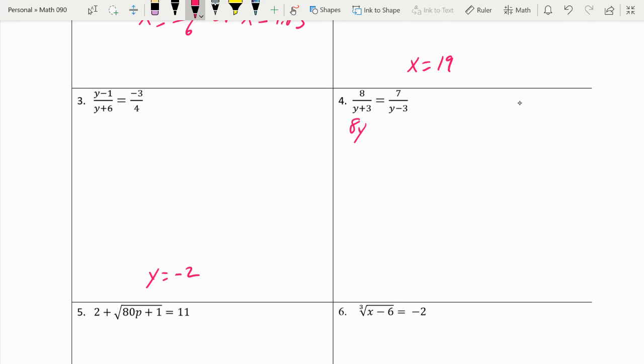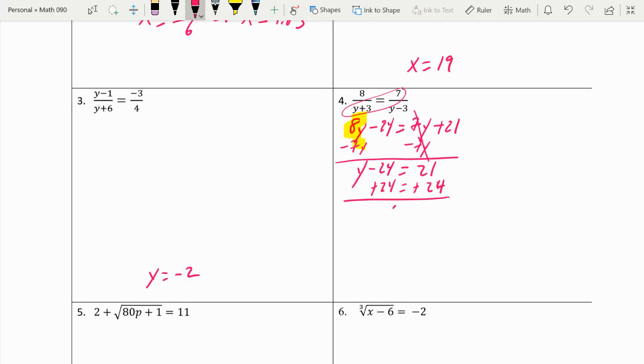We have 8y minus 8 times that -3 gives me 24 is equal to. Now I'm going to do this 7 times this one: 7y plus 21. Again, it could have been flip-flopped. It doesn't matter. I just chose to have that 8, the bigger number, on the left side. So I subtract 7y from both sides. I end up with y minus 24 is equal to 21. Add 24 to both sides. So I end up with y is equal to 45.